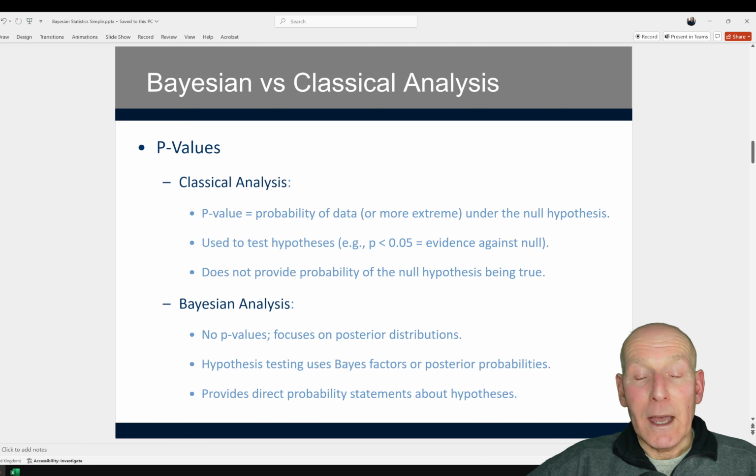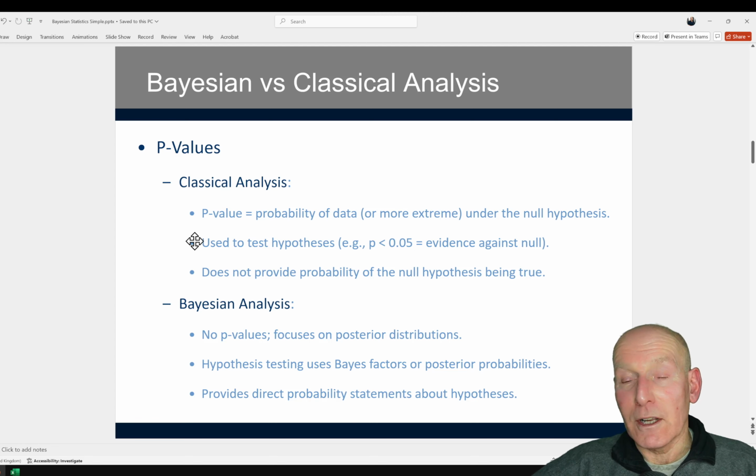So if we think about the concept of p-values, and this will obviously relate to the other video I've produced on this, you'll remember that the p-value is the probability of getting the data you have, or more extreme, under the null hypothesis. So essentially this is used to test this hypothesis, and effectively it's looking typically for a value of less than 0.05, or a 5% probability, which is the evidence against the null hypothesis.